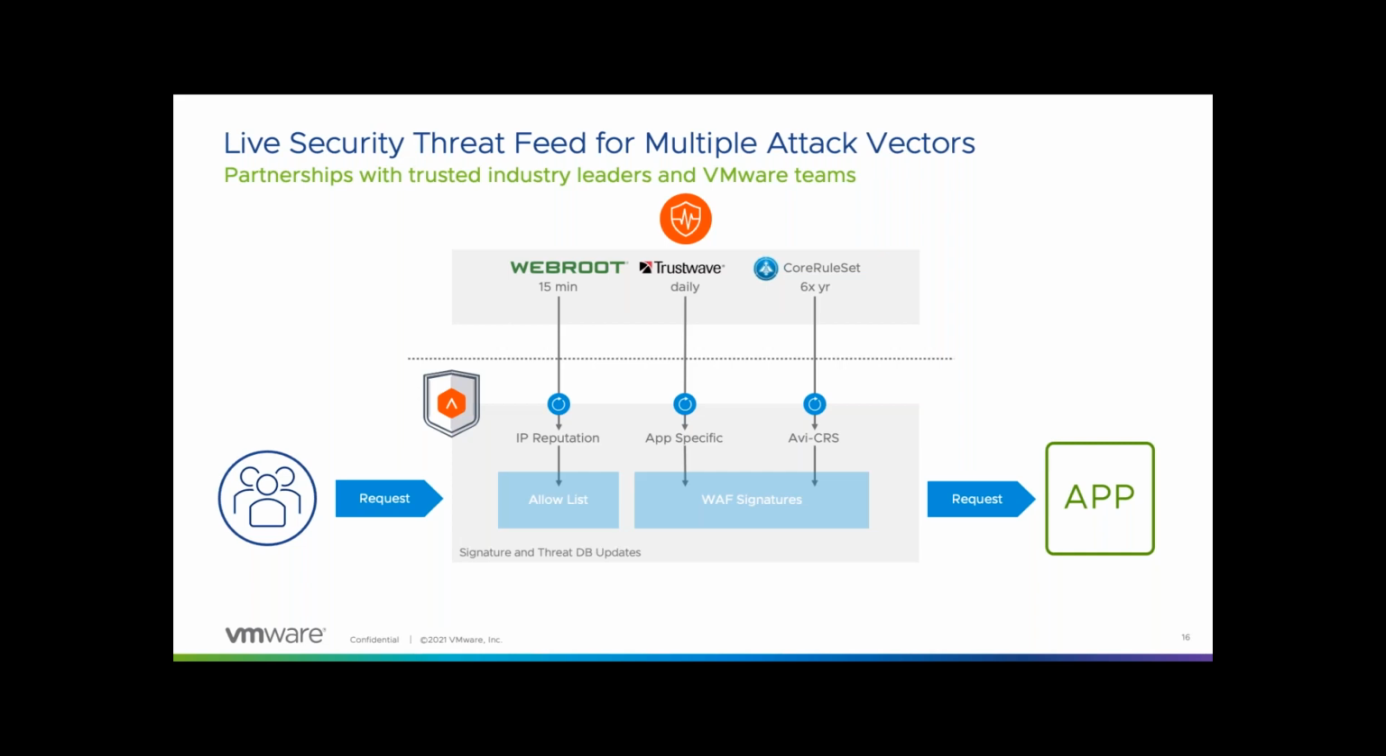Pulse is using Webroot as a security partner to get IP reputation threat feed. And IP reputation threat feed gets updated almost every 15 minutes. And it provides protection from bad IPs, such as spam, bots, scanners, etc. Now, customers can simply create a policy blocking spammers, scanners, bots, etc., from entering their application simply through this integration.